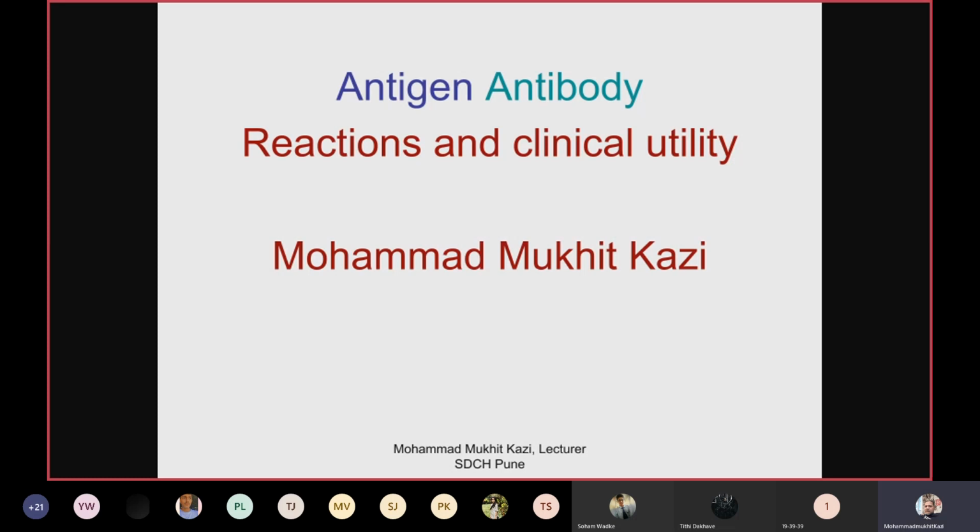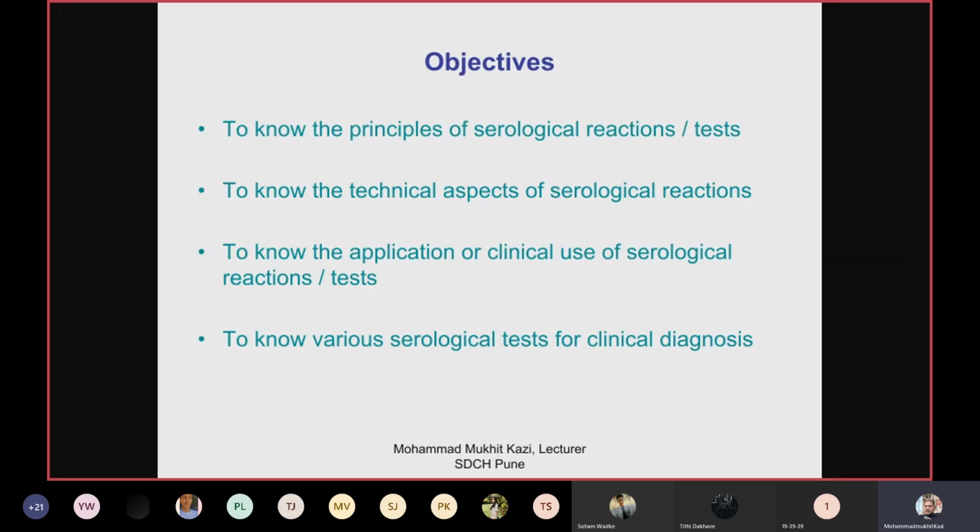Antigen-antibody reactions are also called serological reactions. So today's objectives of the topic are to know the principles of serological reactions or tests, various technical aspects of serological reactions, what are the different applications or clinical uses of these reactions or tests, and which serological test is useful for which disease.